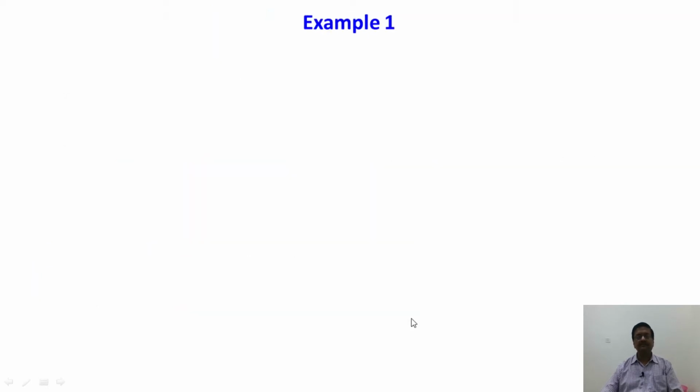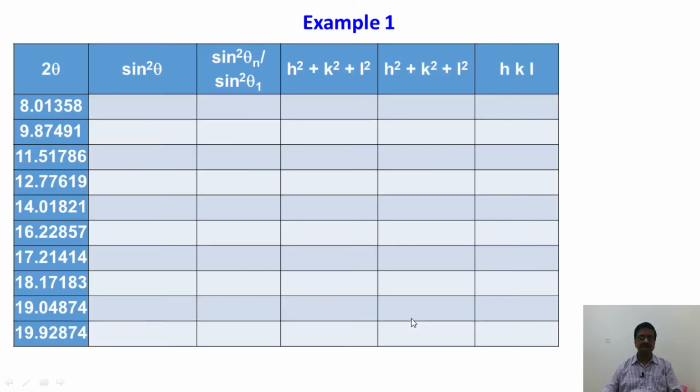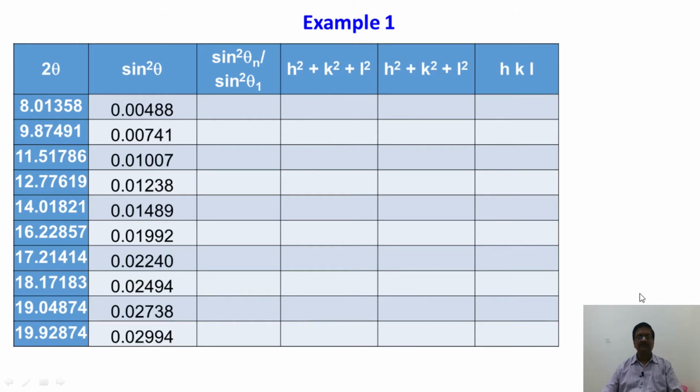Let us see this with one example. Suppose in a given diffraction pattern you are getting a series of 2 theta values as shown here. As per the previous slide's expression, we need to calculate the sin square theta value for all of these reflections. So we note down these sin square theta values up to about 5 decimal places, and then we play a trick.